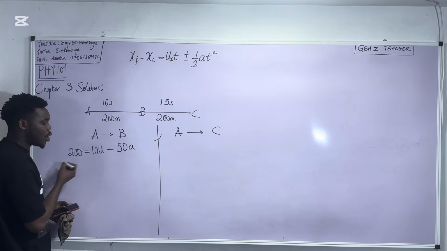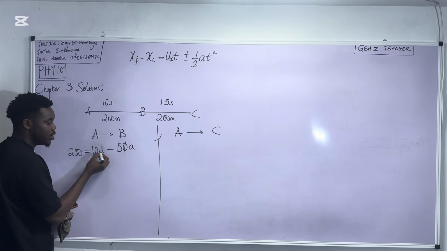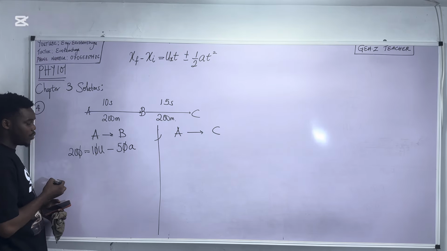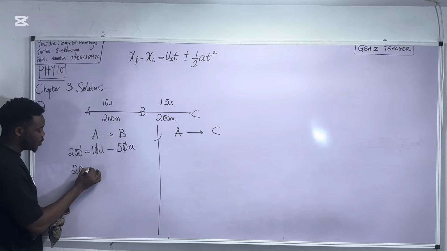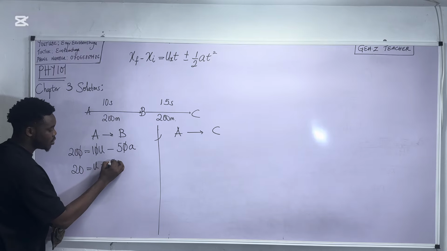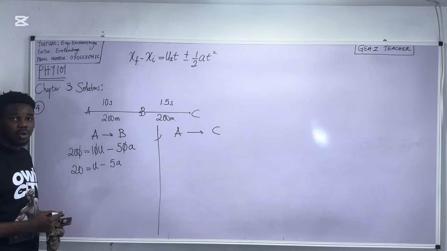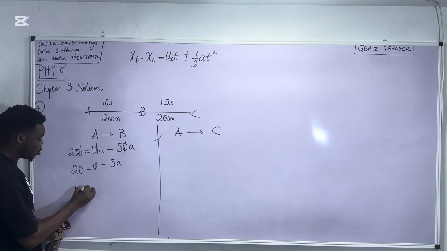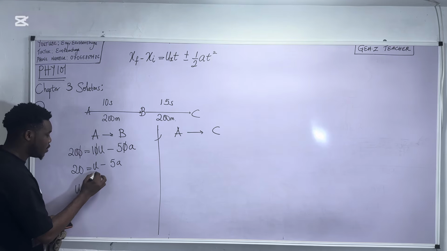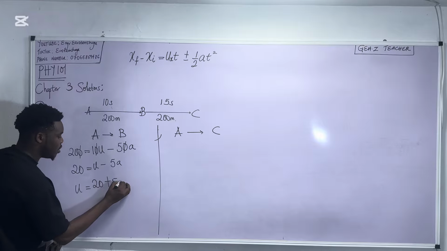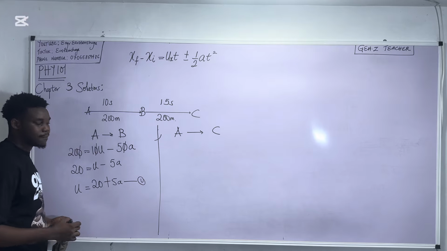Now we can take out the zeros. So 0, 0, and 0. We then have 20 equals u minus 5a. We can make u the subject of the formula. We then have u equals 20 plus 5a, equation 1.